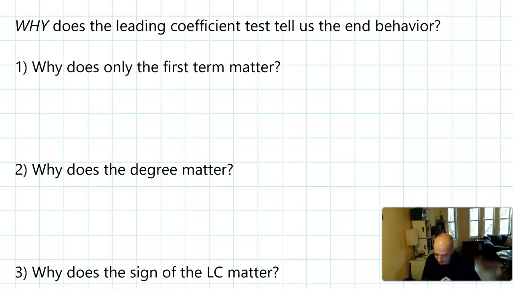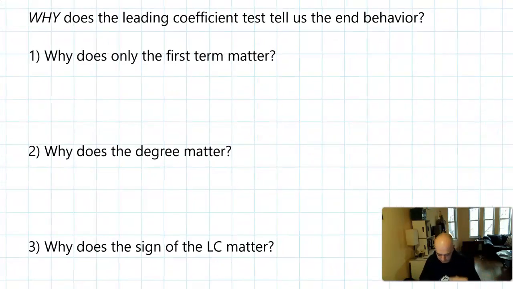So why does the leading coefficient test tell us the end behavior? I broke that up into three different questions. First, why does only the first term matter? Second, why does the degree matter, or what does the degree do? And third, what does the sign do? Because those are the 3 parts of the test. So the idea of the first term mattering is, let's just think about orders of magnitude. Let's think about x to the third minus x squared. Let's call that f of x.